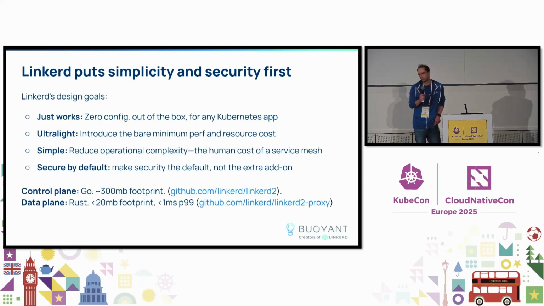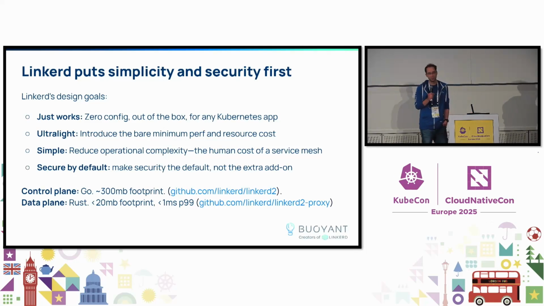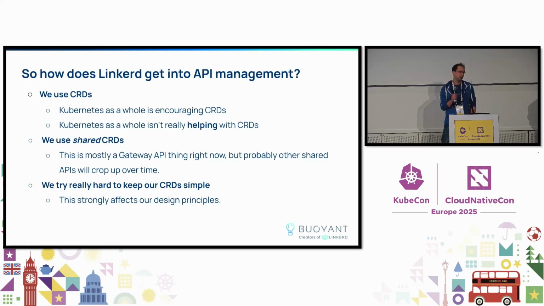Again, regardless of what other ones may tell you, Linkerd is still the easiest to use and most secure service mesh out there. It just works, zero config. You add an annotation to your namespace, and everything's meshed. It's ultralight, it's simple, and it's secure by default with MTLS. You can look up all the statistics online. You see our control plane and our data plane take a very minimal footprint, again because it's based on Rust. But regardless of that, today I'm here talking about how we manage CRDs in the API management world.